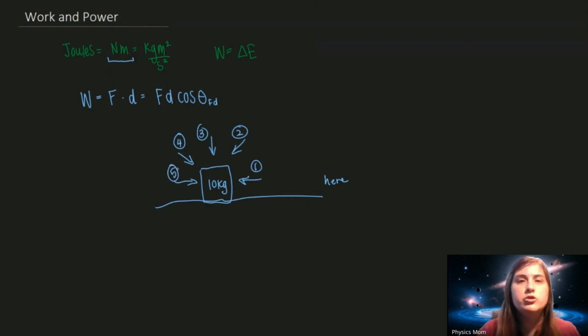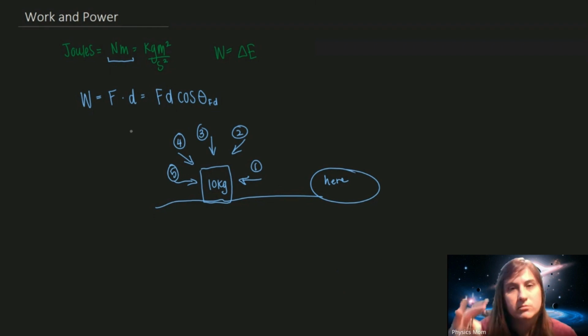I'm going to push the block and I want it to get to this spot right here. I'm going to push at spot 5. I'm going to push in the direction of where I want it to go. This is what the dot product in the work, force and distance relation is. This is where the dot product is.